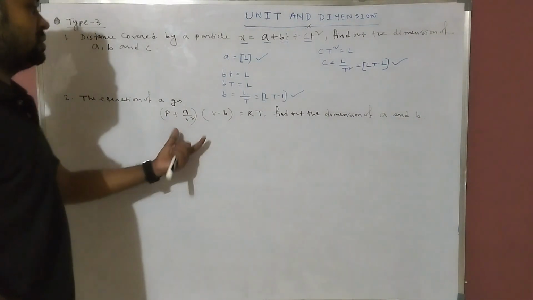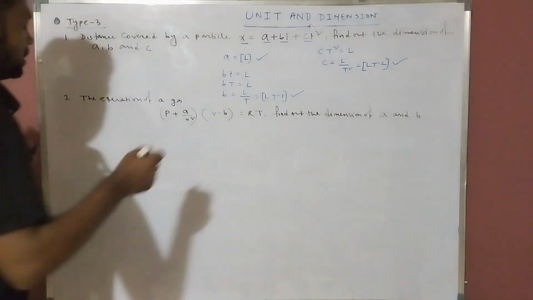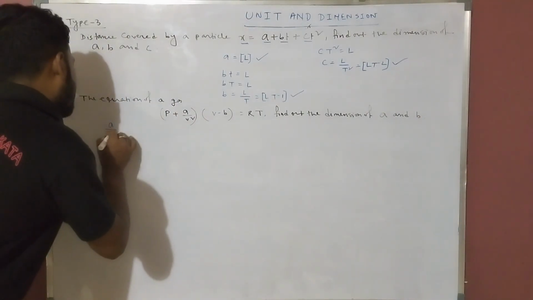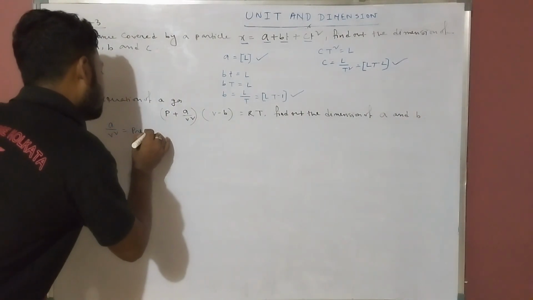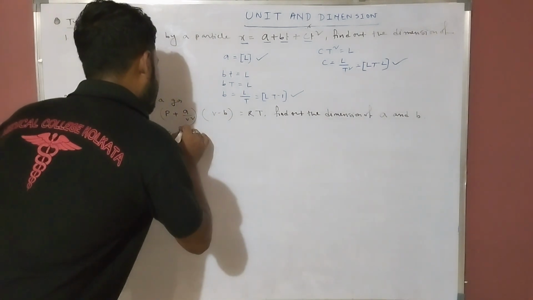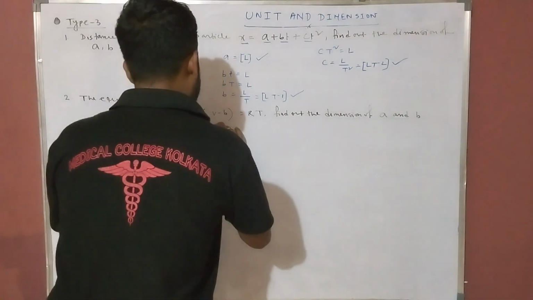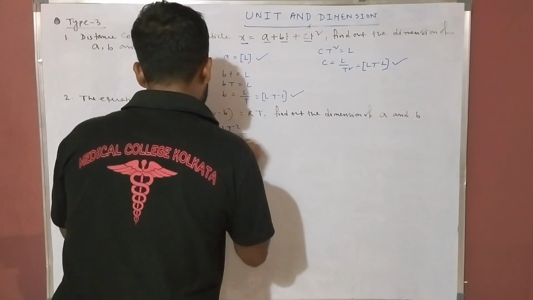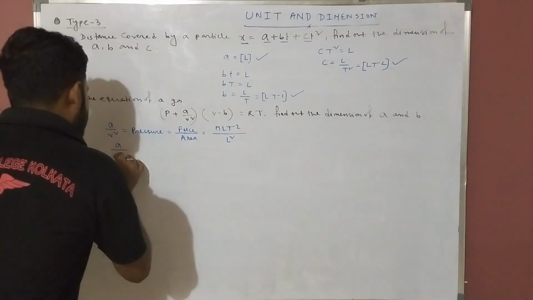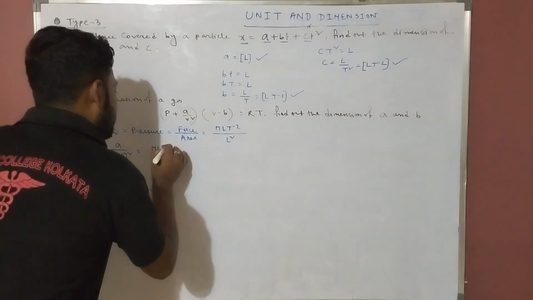Now problem 2. The equation of a gas, this is the gas equation. We have to find out the dimension of A and B. Let's see, this P is pressure, so A by V square will also be pressure. A by V square is equal to pressure, and we know pressure means force by area. So already we know the dimension of force, M L T to the power minus 2, and the dimension of area, L square.